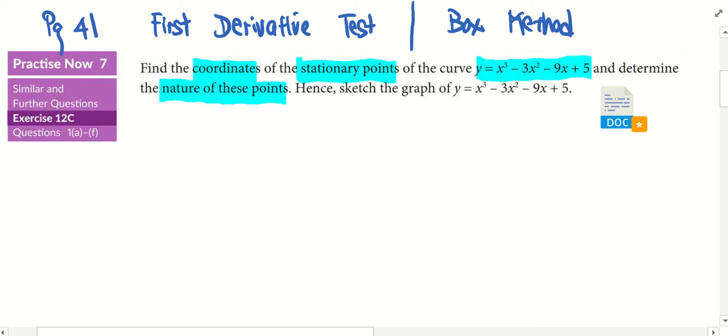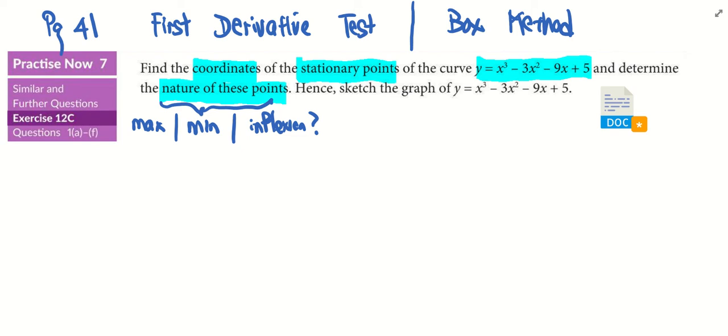Don't worry. When you see this phrase, determine the nature, it means you must tell me whether this is a maximum, minimum, or a point of inflection. So I put a question mark. This is what is meant by determine the nature, because stationary points have three kinds. You must tell me which one it is.